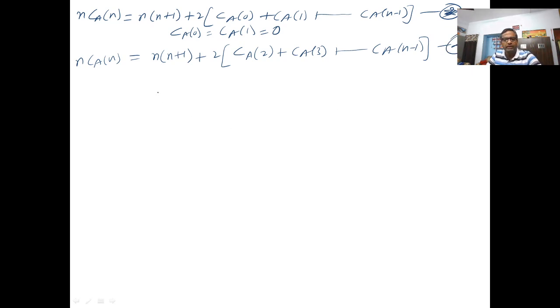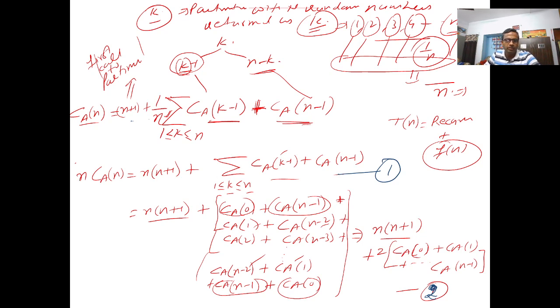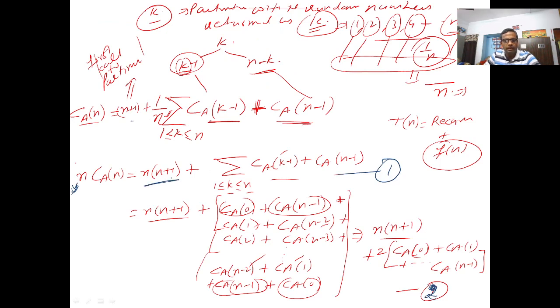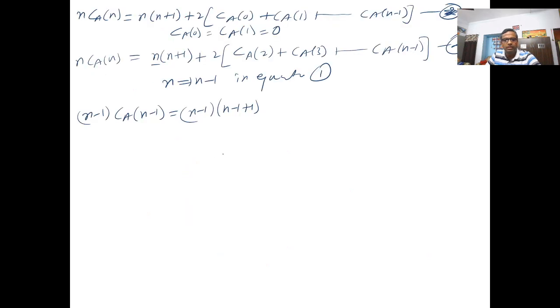Fine. Now try to replace n with n minus 1 in equation number 1. What was equation number 1? This one. If we replace n by n minus 1, then it will become n minus 1 into C(n-1) will be equal to how much? This n will become n minus 1, n minus 1 plus 1 out here. So this will be n minus 1, this again will be n minus 1, and for k from 1 to n minus 1, it will be C(k-1) plus C(n-1-k), isn't it? So this is going to be your new equation.